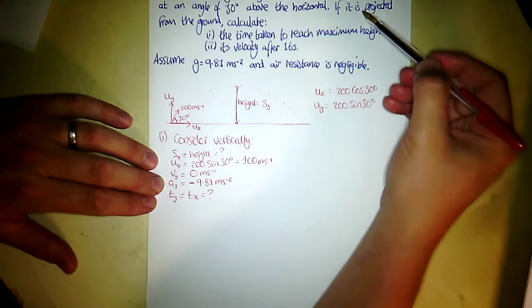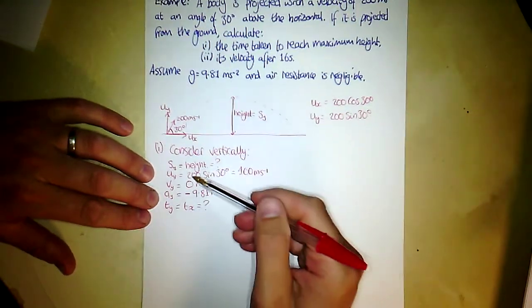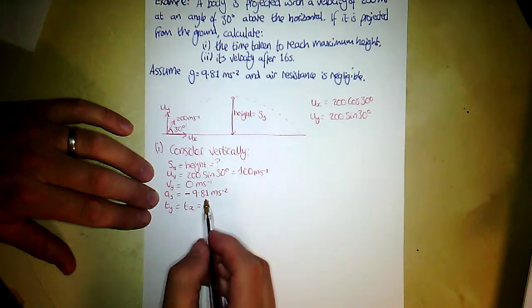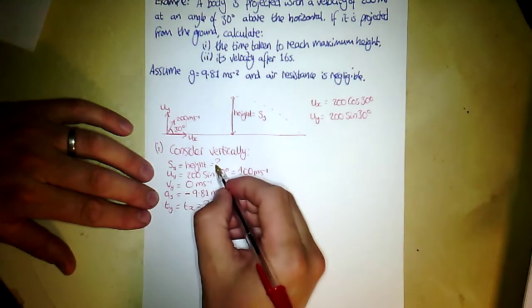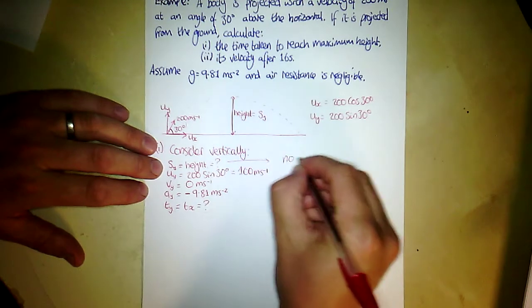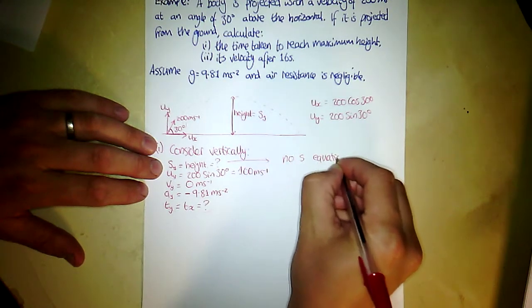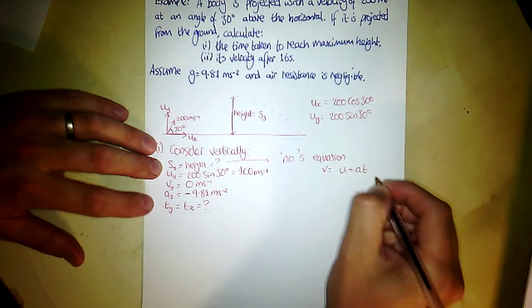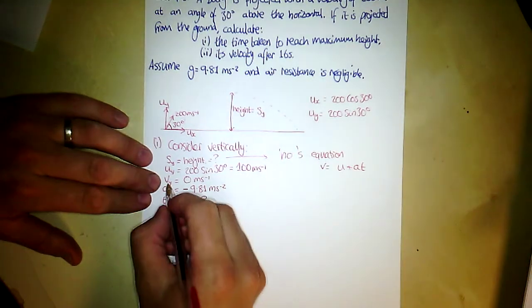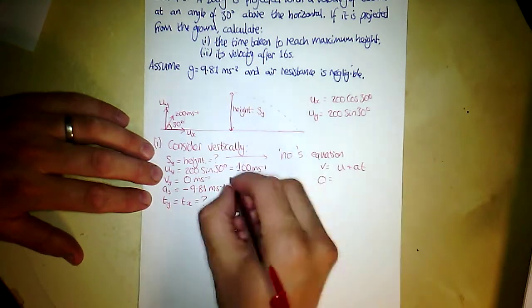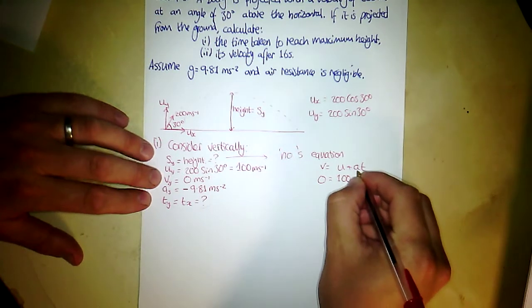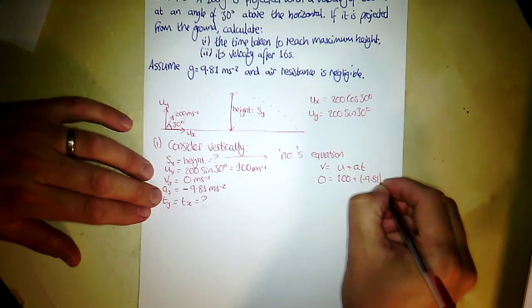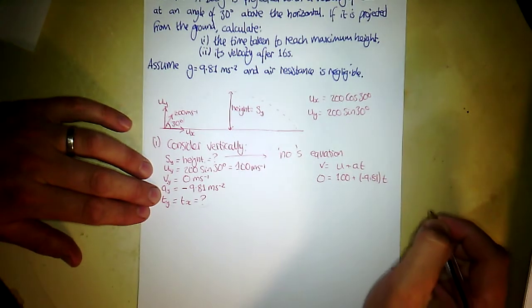So from not being told very much in the question, we've got all 4 of our things that we need to know about. We've got 3 bits of information and 2 things we don't know, one of which we want to find out. So that means we use the no S equation. The no S equation, v equals u plus at. Then we substitute in what we know. So we've got Vy is 0, Uy is 100, a is minus 9.81, and t is unknown.